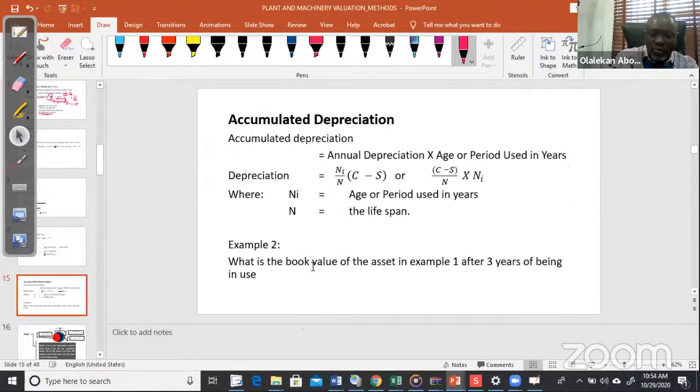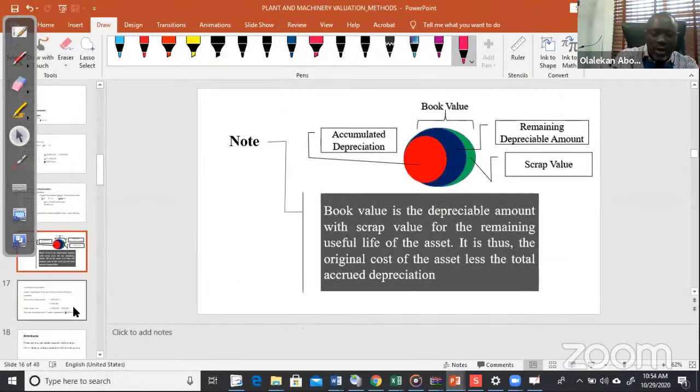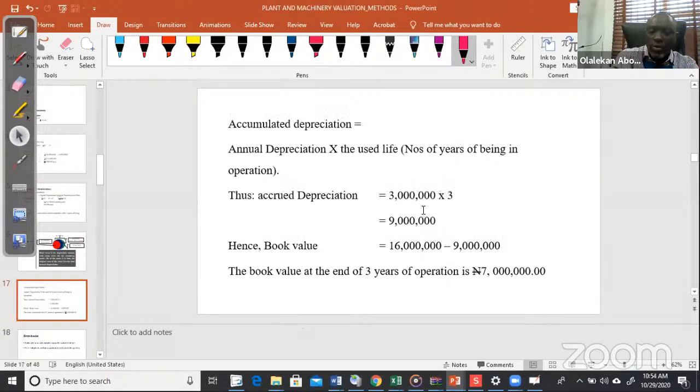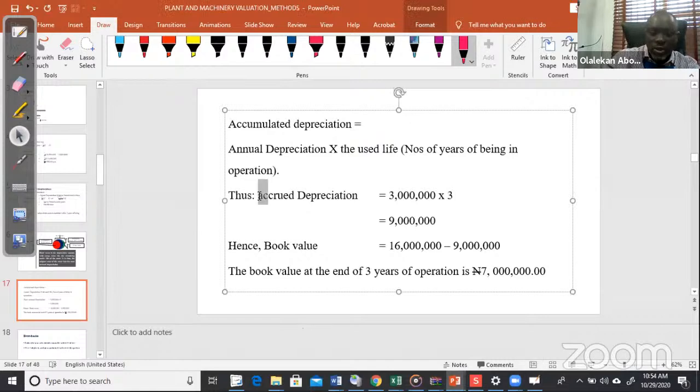That's why I explained what book value is with this slide. And I went further to this slide for the calculation. Your annual depreciation is supposed to be 3 million, right? Accumulated depreciation here. Annual depreciation is 3 million, which you have calculated before, right? Then multiply by the 3 years that it has been in use.